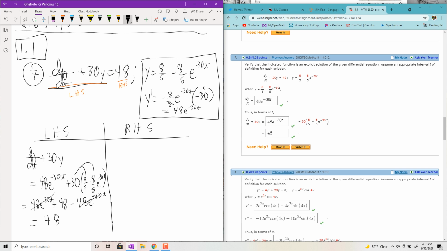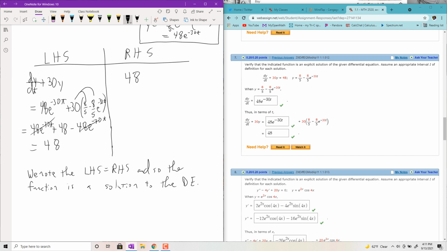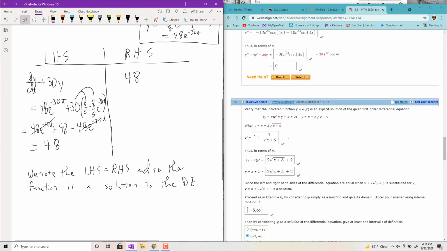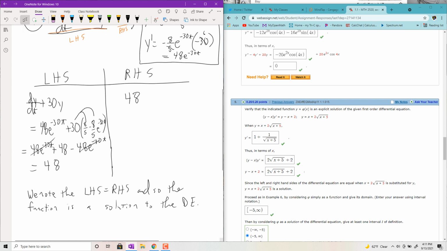On the right-hand side, there's nothing to really simplify or do there. It's just 48. So we note the left-hand side equals the right-hand side, and so the function is a solution to the differential equation, or DE, if you wish. Okay, so just verifying solutions, that's how I want to see it on the test. You got the left hand, you got the right hand, make them equal, and you're good.